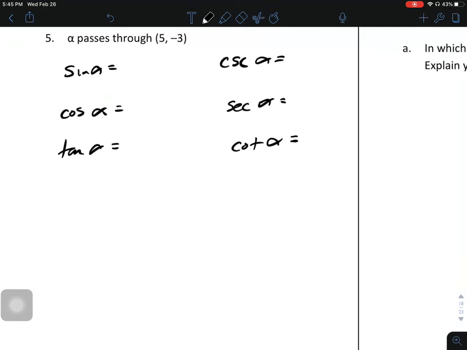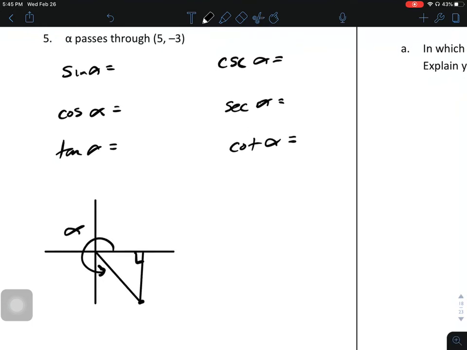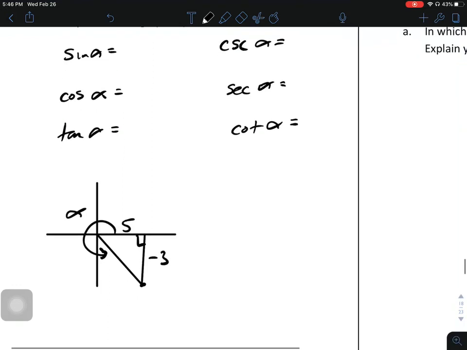(5, -3) is in quadrant 4. So I draw my reference triangle using a reference angle. This is alpha. X value is 5, Y value is -3. We don't know what the r value is. This is not a 3, 4, 5 Pythagorean triple, because 5 is not the hypotenuse.